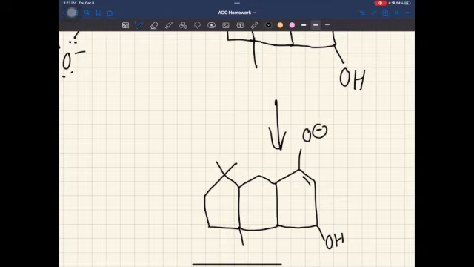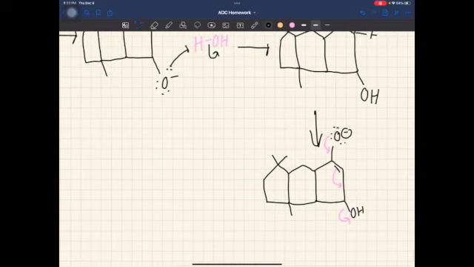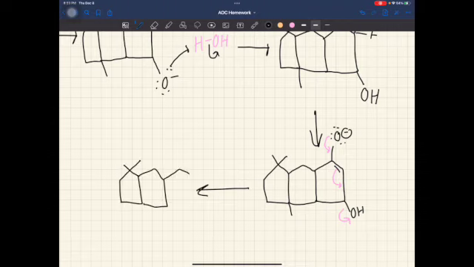Okay, now what's going to happen here is we're going to push this here, push this down, and kick the OH group out. So now it looks like this compound right here. We still have our methyl group there. We just formed a ketone, and we also made this double bond right there.